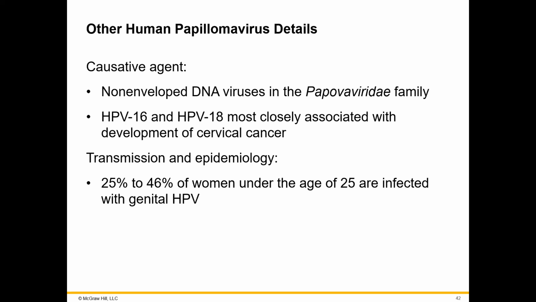But it has been shown that 25 to 46% of women under 25 are infected with HPV. I don't mean the sexually active age women. I mean all females under 25, 25 to 46% of them are actively infected with HPV. This should put into perspective how common this is. So HPV is by far the most common STI. The CDC doesn't track it because it's so common.